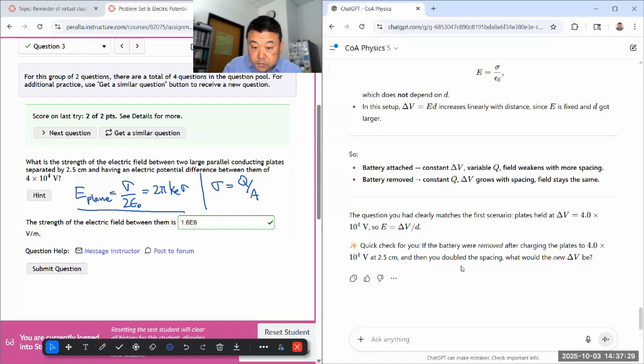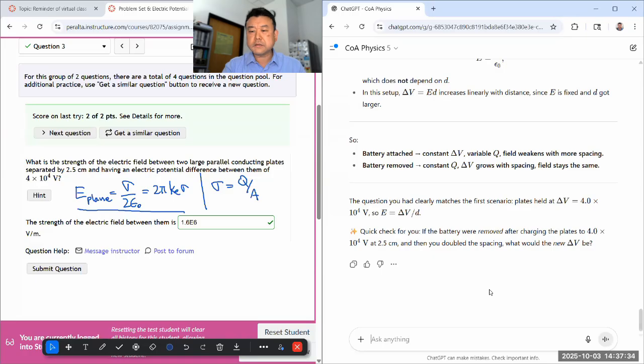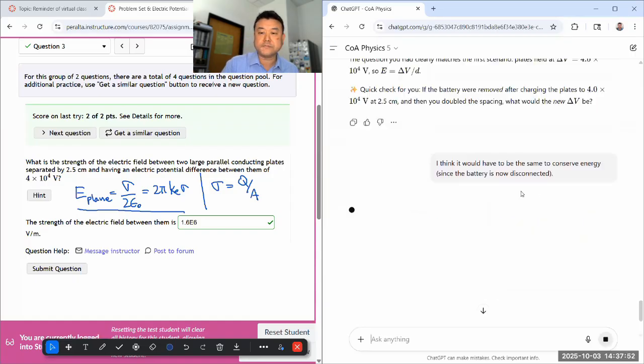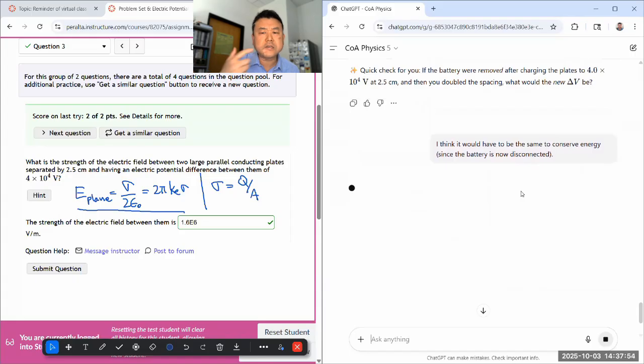Removed after charging to new delta V. So here, let's say, I think it would have to be the same to conserve energy, since the battery is now disconnected. This is the last time I'll pretend to be confused. And then hopefully they'll explain that the work you are doing to pull them apart actually changes the energy stored in the capacitor.